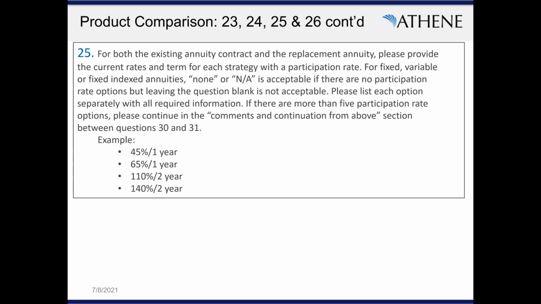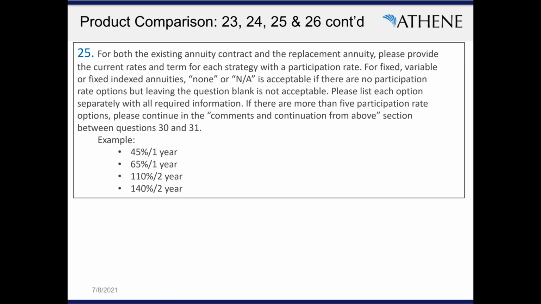25 is very similar to 24. 24 was asking about the cap. 25 is asking about the par rate. So for both the existing annuity contract and the replacement annuity, please provide the current rates and term for each strategy with a par rate. For fixed, variable, or fixed index annuities, none or NA are acceptable if there are no participation rate options, but leaving the question blank is not.